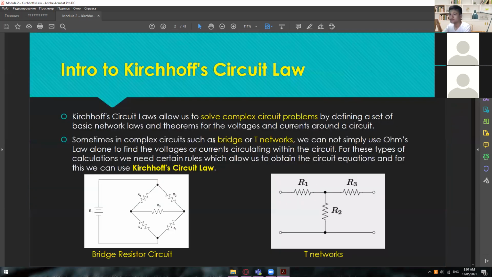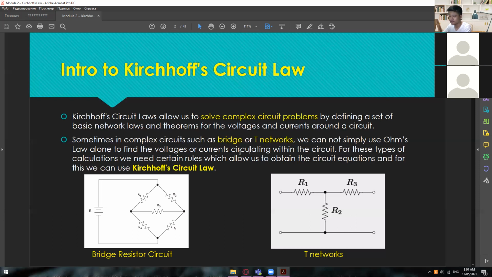So, why do we have Kirchhoff's law from the very start? Basically, series and parallel formulas are not actually enough to solve some complicated circuits, like, for example, the bridge resistor circuit or the pi networks circuit. Those are the kind of circuits where we cannot just simply use Ohm's law alone to find the voltages and currents.